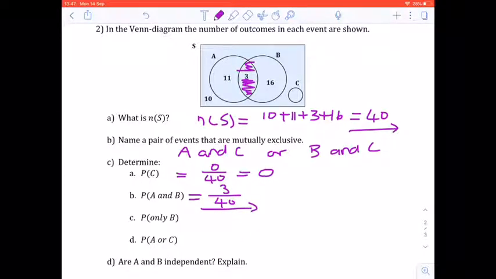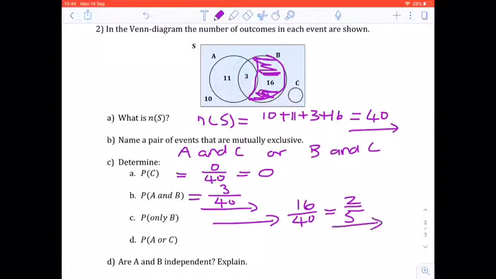Next, the probability of only B. Okay, so the probability of only B means there cannot be an overlap with A. So that is all the space over there that does not touch A. So just B. So that would be 16 over our total 40. And remember, if you use common fractions, you need to simplify. So that's equal to 2 over 5 in its simplified form. Next is the probability of A or C.